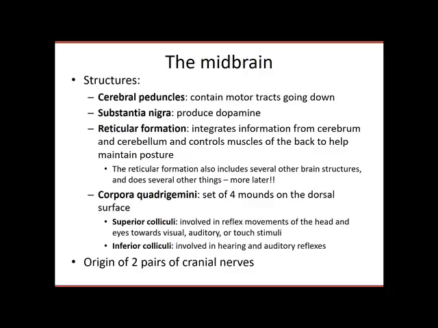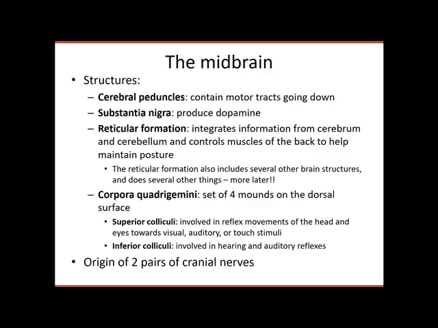The reticular formation. This one's a bit of a weird one. The reticular formation is a brain structure found within the midbrain, but it also includes several other brain structures in other regions. And we'll see more about this later. But just to give you an intro, your reticular formation integrates information from your cerebrum, so all of your conscious thought, and your cerebellum. It helps you to control muscles. It helps you to maintain posture. It helps you to route information properly. So a lot more on this whole formation in just a little bit.